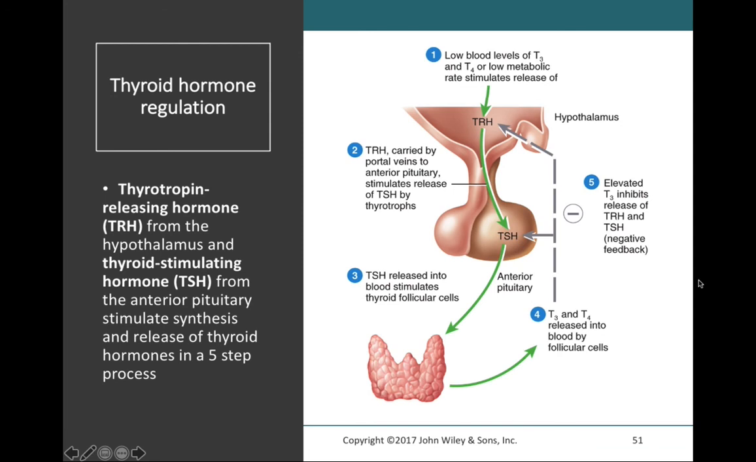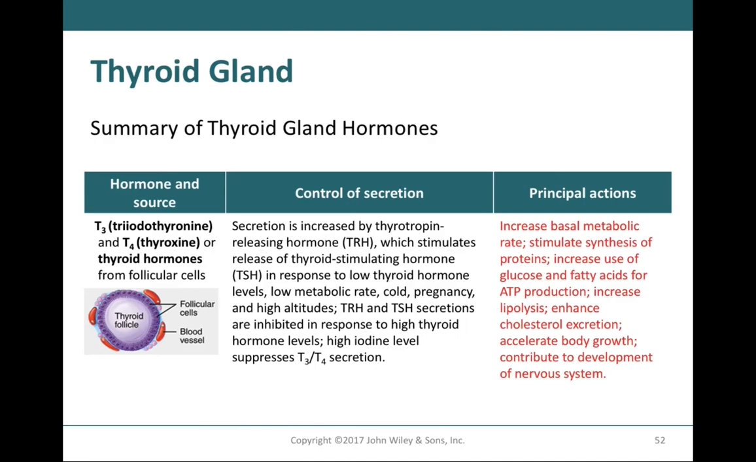So it's the same type of negative feedback loop that we've been seeing. Most of our endocrine organs are going to be regulated in this way by negative feedback. On the next two slides, we're going to see the actions of the thyroid hormones as well as the action of calcitonin. You can see that negative feedback loop discussed right here. Thyrotropin-releasing hormone from the hypothalamus is going to stimulate the release of thyroid-stimulating hormone from the anterior pituitary, and that all occurs in response to low thyroid hormone levels in the blood. And that's going to stimulate thyroid hormone's release.